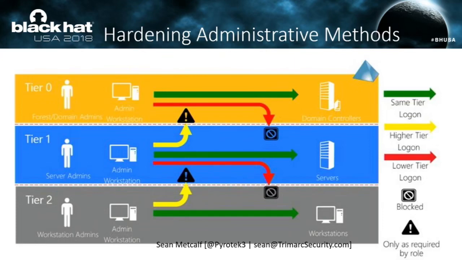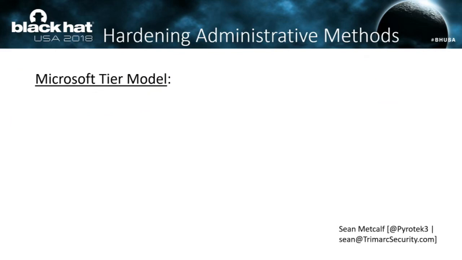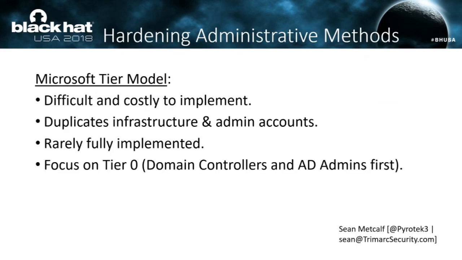So now that many of you have your eyes glazed over and are thinking there's no way that I can do that, this is where I want to come back to. Let's focus on Tier 0. Let's focus on protecting the most important assets in our Active Directory environment, our AD admins, our domain controllers. Because the issue with the Microsoft tiered model is it's difficult to implement. It's costly to implement. It requires duplicate infrastructure and admin accounts to do it correctly. It's very hard to do it correctly. There's like 3 people in this room of, let's call it 1,500, that have had it implemented. It's rarely fully implemented. There's lots of organizations that have gotten it close. So I want everyone to focus on Tier 0, making sure that those are protected.